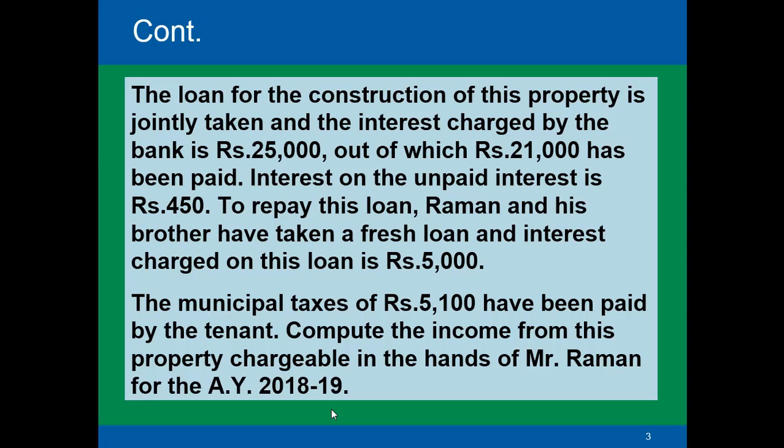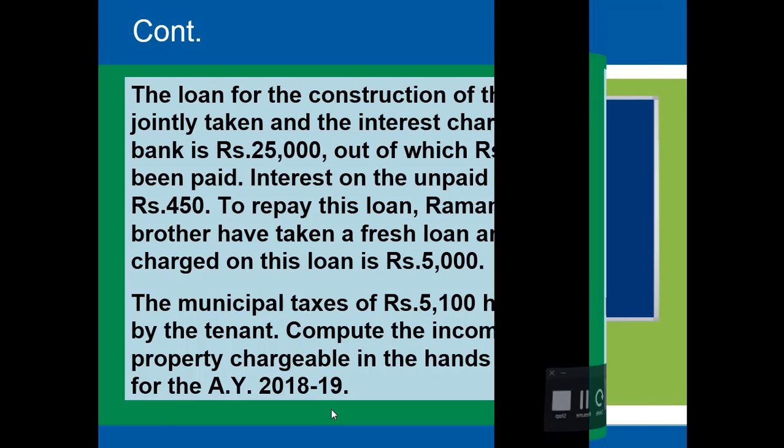The loan for the construction of this property is jointly taken and interest charged by the bank is rupees 25,000, out of which rupees 21,000 has been paid. Interest on the unpaid interest is rupees 450. To repay this loan, Raman and his brother have taken a fresh loan and the interest charged on this loan is rupees 5,000. The municipal taxes rupees 5,100 have been paid by the tenant. Compute the income from this property chargeable in the hands of Mr. Raman for the assessment year 2018-19.